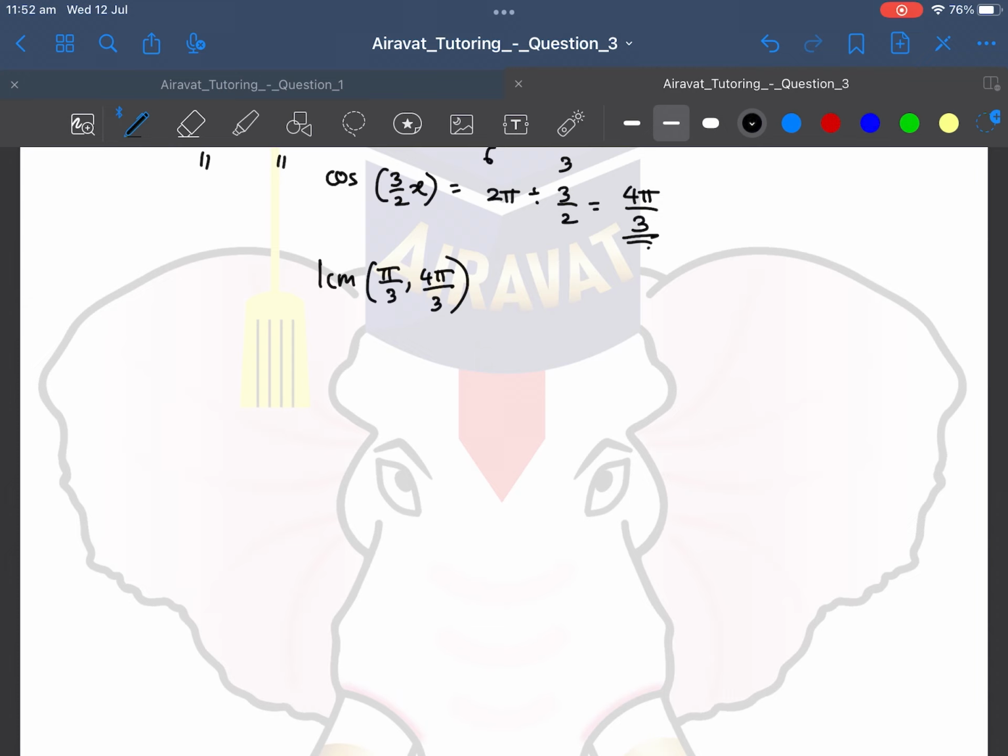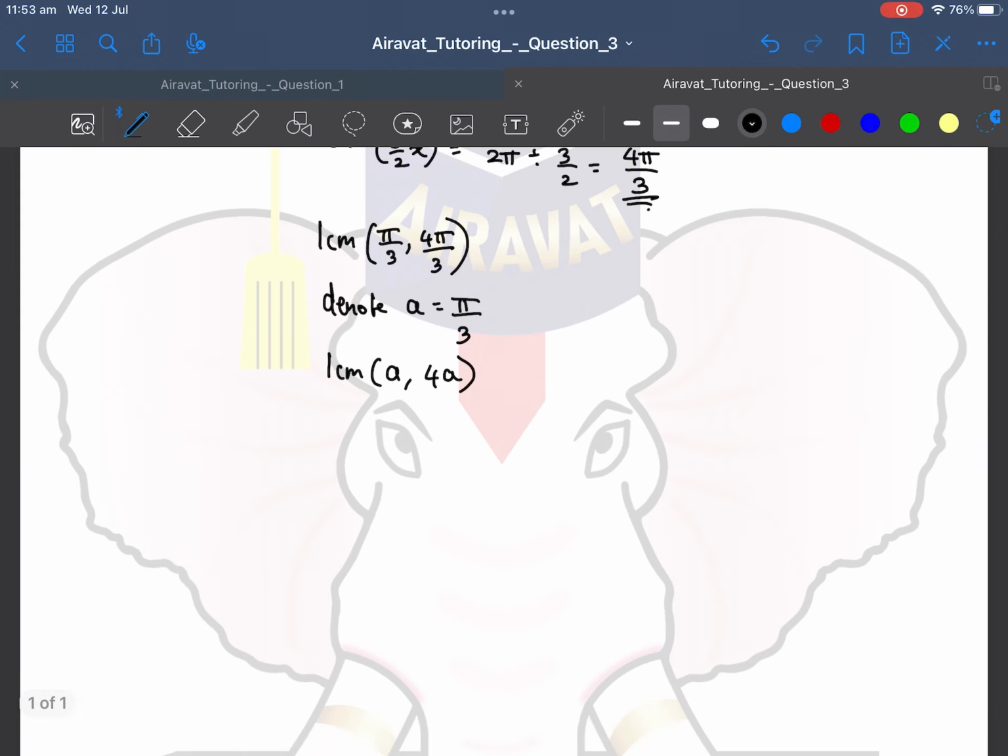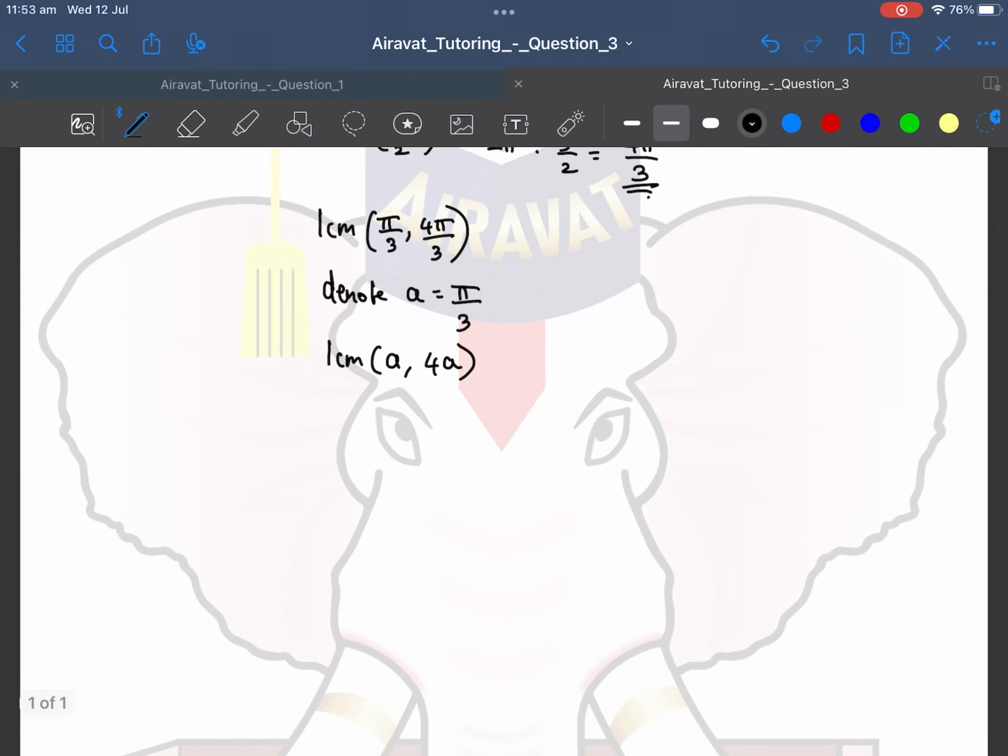Finding the LCM of pi on 3 and 4 pi on 3 looks pretty daunting. So what I'm going to do is denote A as pi on 3, and now this becomes the LCM of A and 4A. It's the same thing, but I've introduced A as a variable to make it look a bit less daunting. So how do I do that? For people who already understand what LCM is, they can easily tell that the LCM of A and 4A is just going to be 4A.